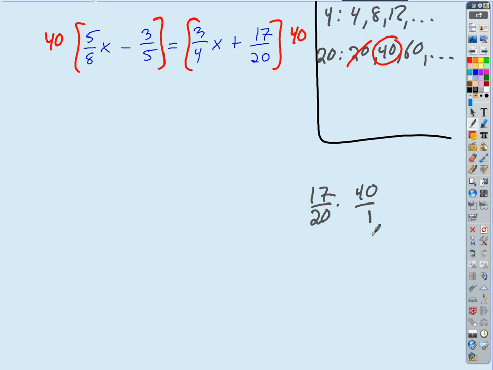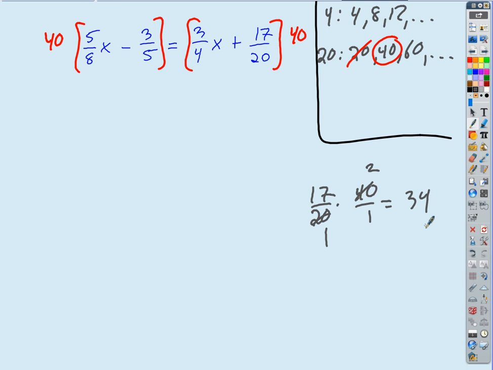When you multiply fractions, you can always cross-cancel to reduce. Agreed? So 17 over 20 I can't reduce, 17 over 1 is reduced, but what about 40 over 20? What's that reduced to? 2 over 1, right? Well, that makes it a lot easier, doesn't it? Now when I multiply straight across, I just get 17 times 2 over 1. I just get 34. I've got 1 in the denominator.